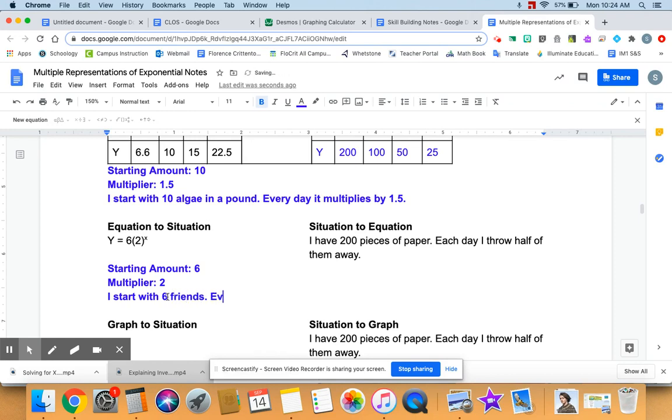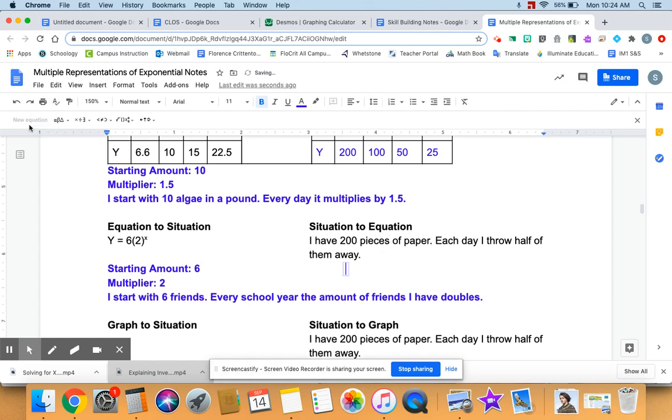So I can say I start with 6 friends. Every school year, the amount of friends I have doubles. I could have also said multiplies by 2, but I went with doubles. So yeah, for my situation to equation.